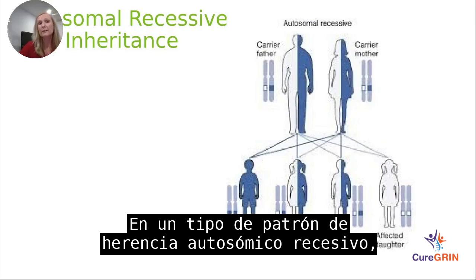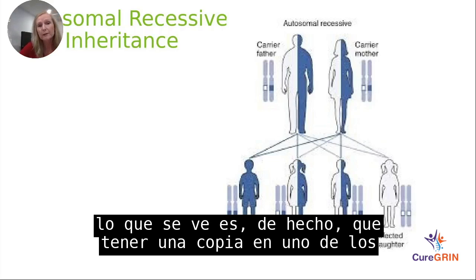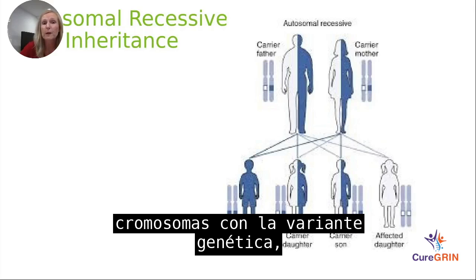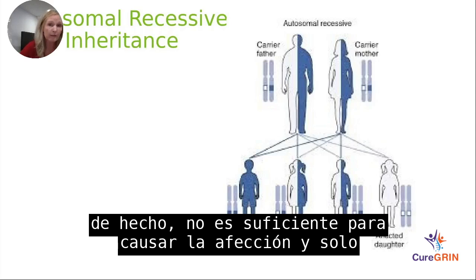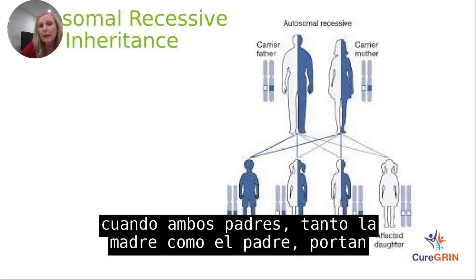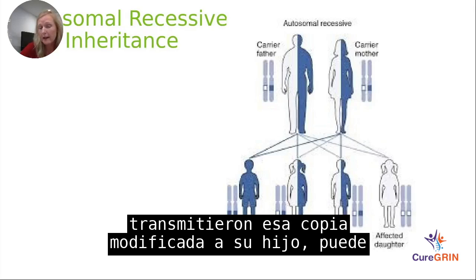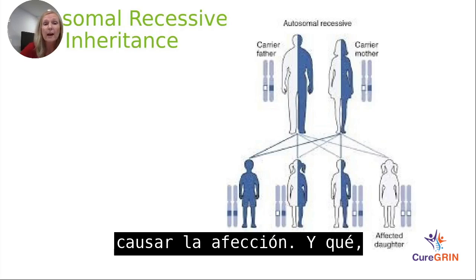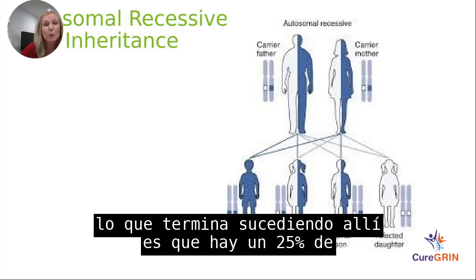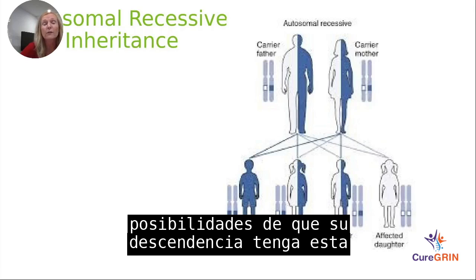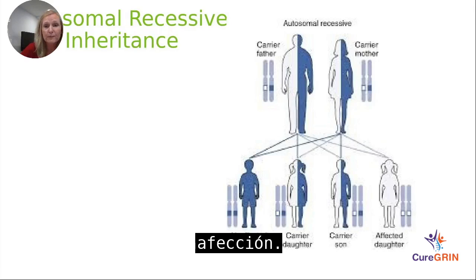In an autosomal recessive type of inheritance pattern, what you see is, in fact, that having one copy on one of the chromosomes with the genetic variant is not enough to cause the condition. It's only when both parents, both the mother and father, carry a variant on one copy of their chromosome, and when they both pass that changed copy down to their child, that it can cause the condition. And what ends up happening there is there's a 25% chance of their offspring having this condition.